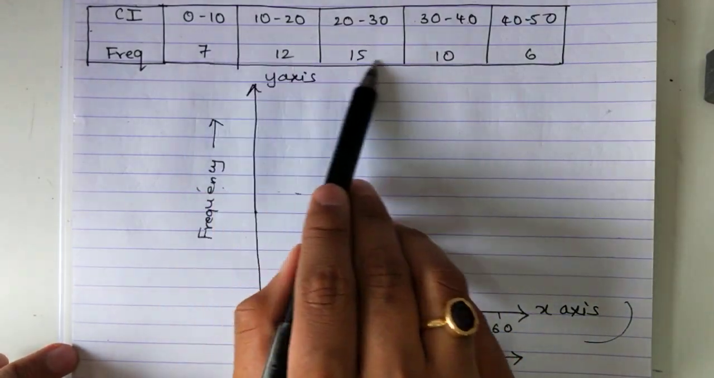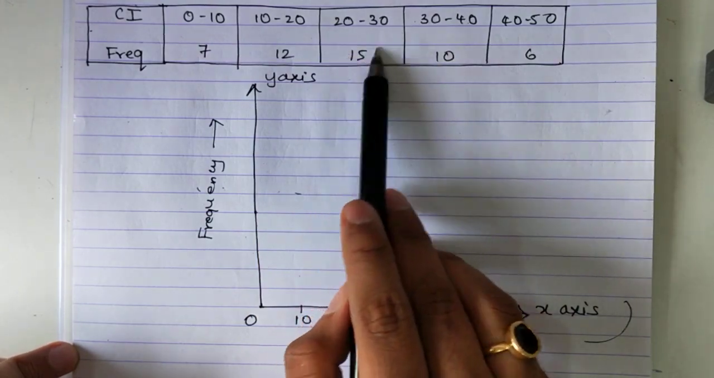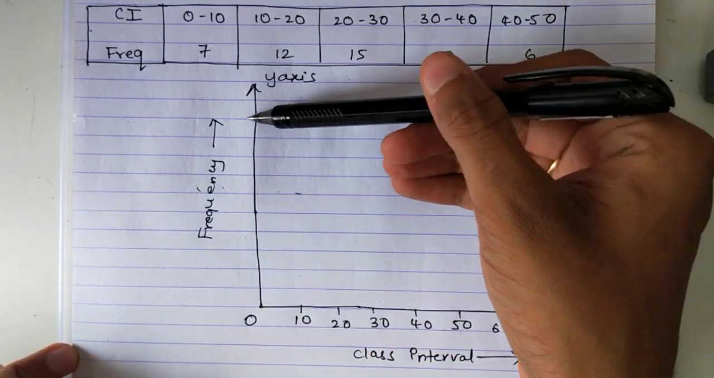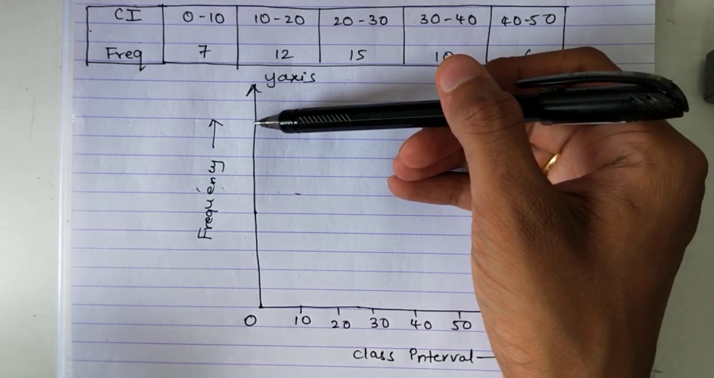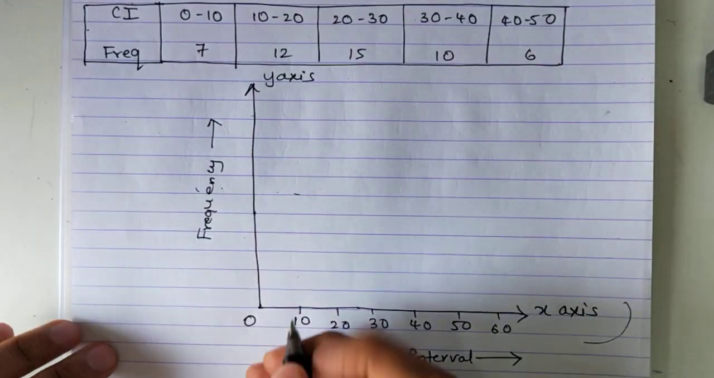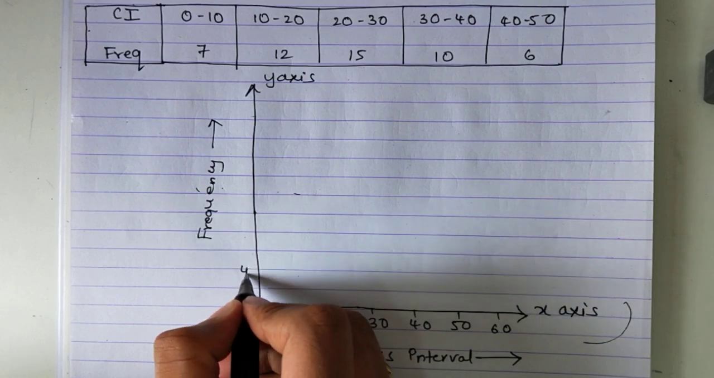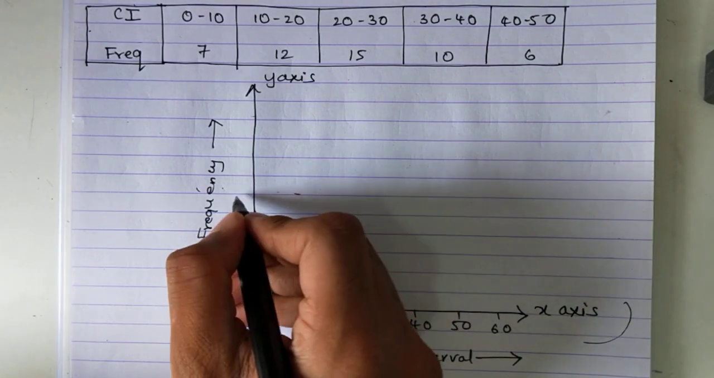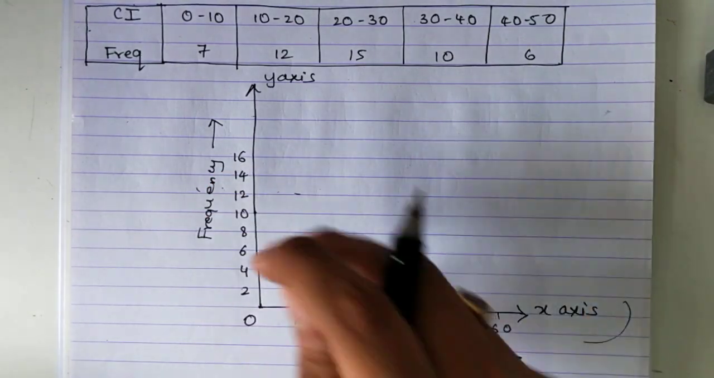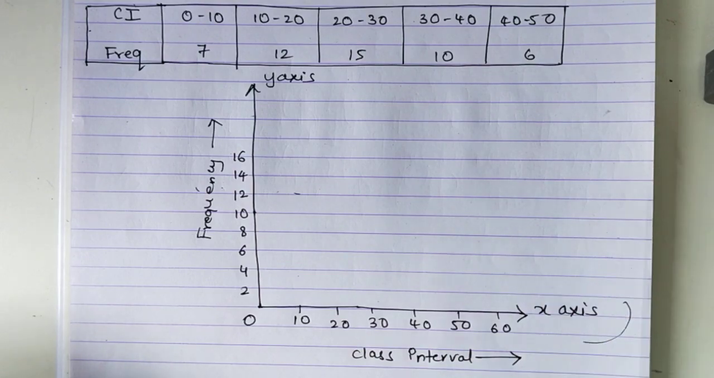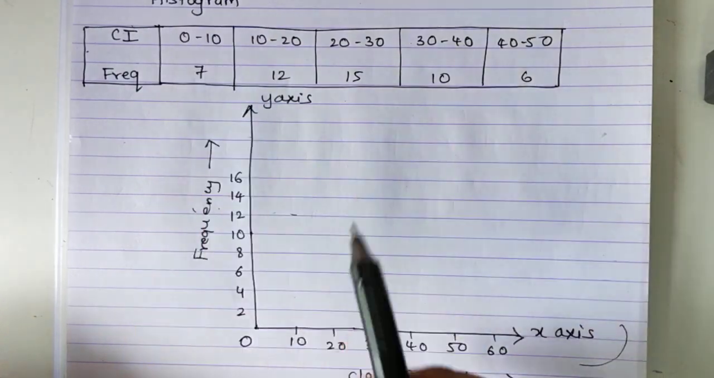And then frequency: see the highest value of frequency. The highest value is 15, correct? So we need the value to be at least 15, or till 16 also you can take. So I'll take the values with a gap of 2: 2, 4, 6, 8, 10, 12, 14, 16. I'll make you understand how to take these values in graph paper. Before that, let's have a rough idea. Now, how to draw a histogram?